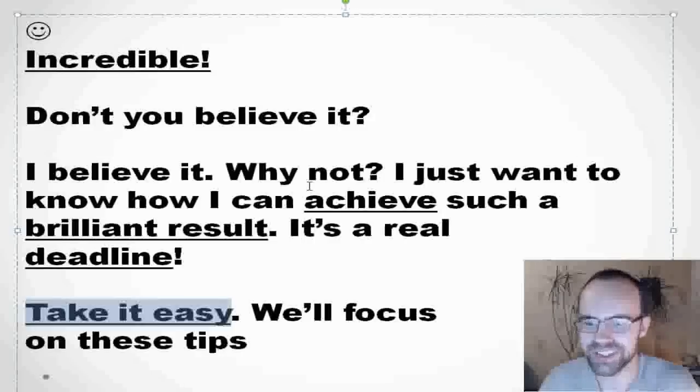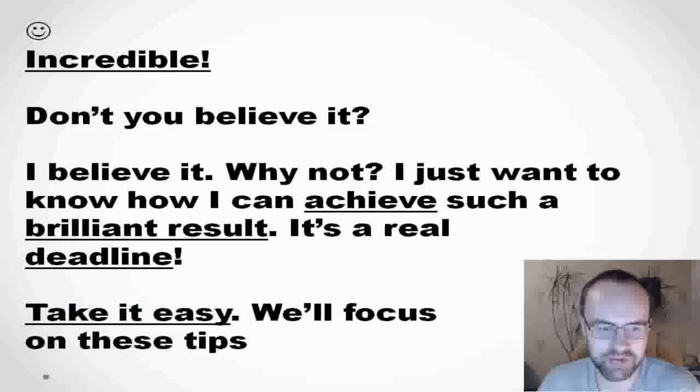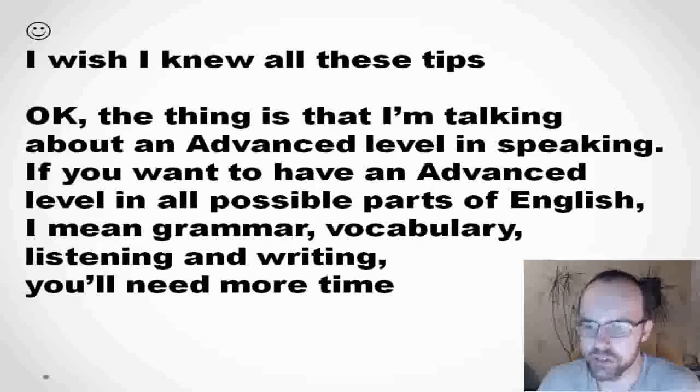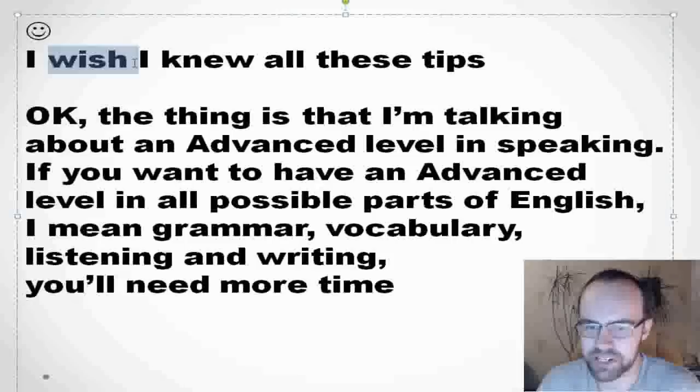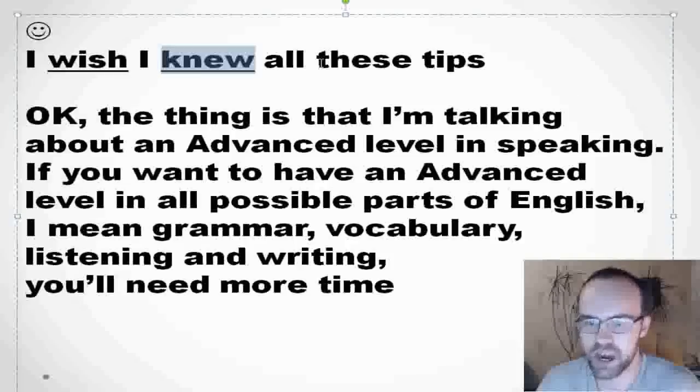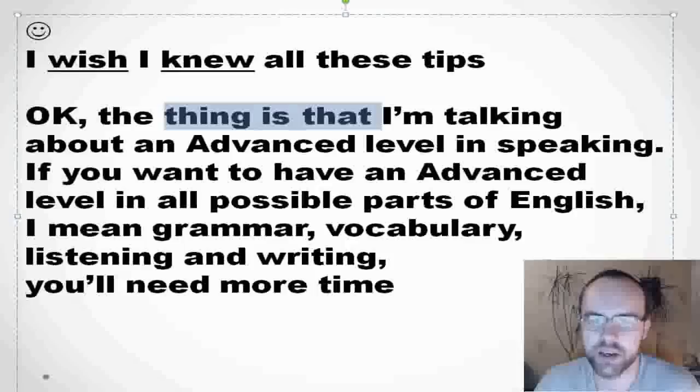We'll focus on these tips, so we're going to talk about it, so don't worry, everything will be okay. So my friends, I wish I knew all these tips. A great structure. You know that if you have I wish, you use past simple. It means that it's just my wish and in fact, I don't know all these tips, and I wish I knew all these tips and had an advanced level in speaking.